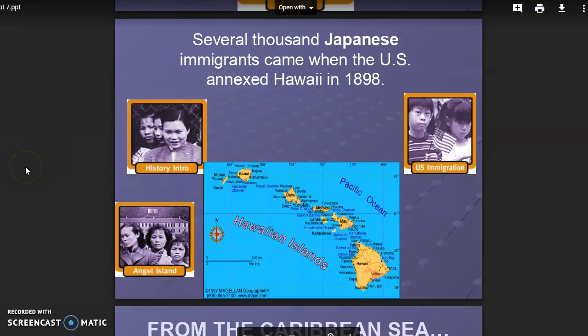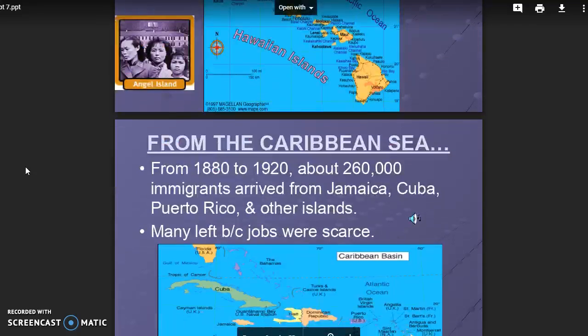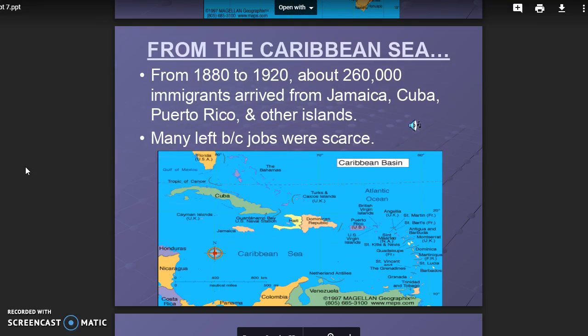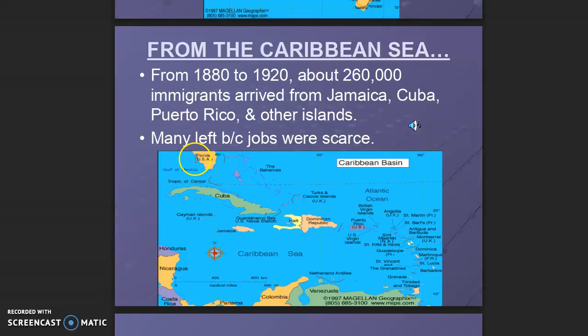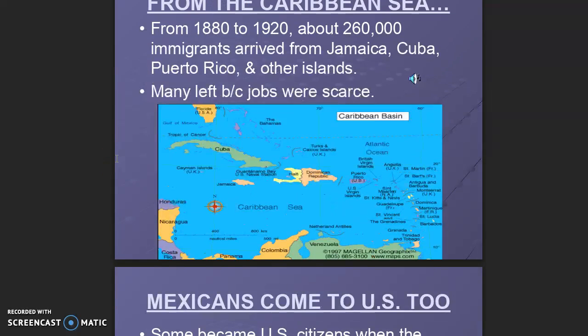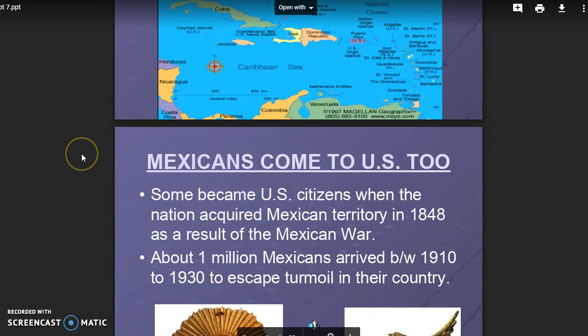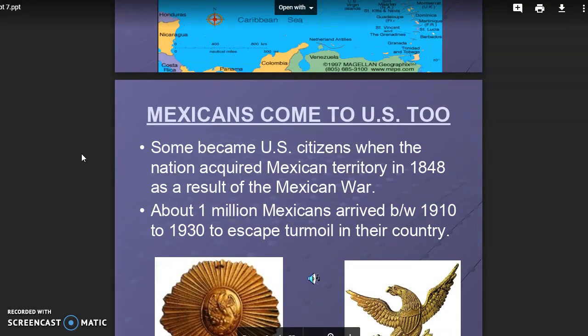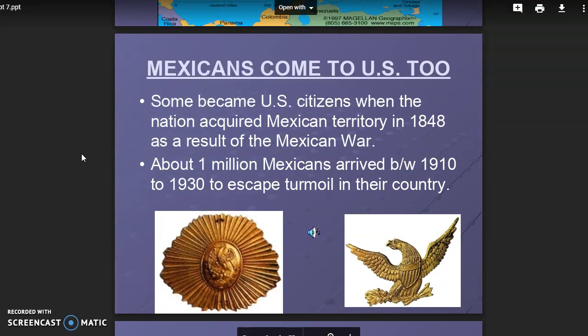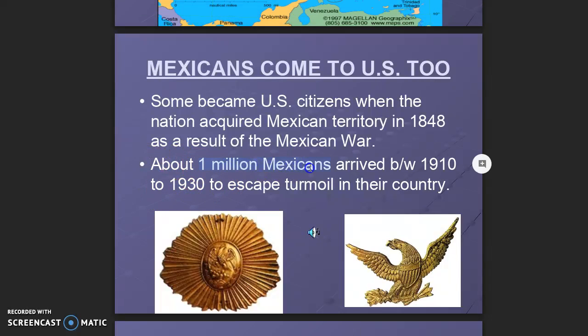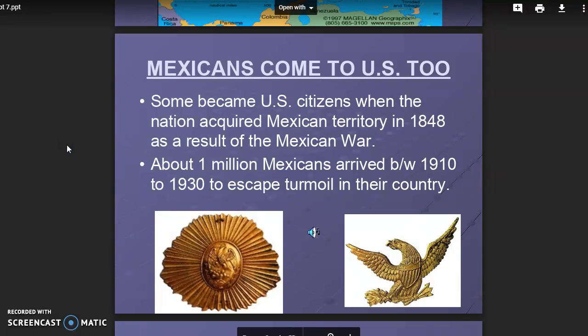These are not the only groups coming into America. Here on this slide we have people coming from Jamaica, Cuba, Puerto Rico, and other areas because there were no jobs there. So they came from the Caribbean and they went into Florida that you can see right here. Question number 5 is asking how many Mexican immigrants came here by 1910. By 1910, we had about 1 million Mexicans arrive.